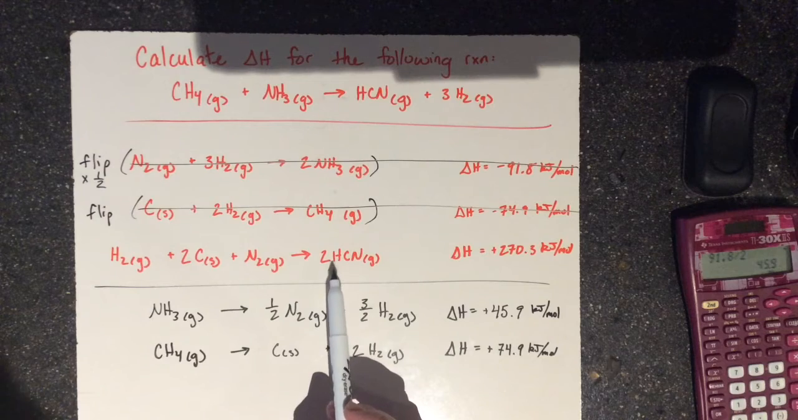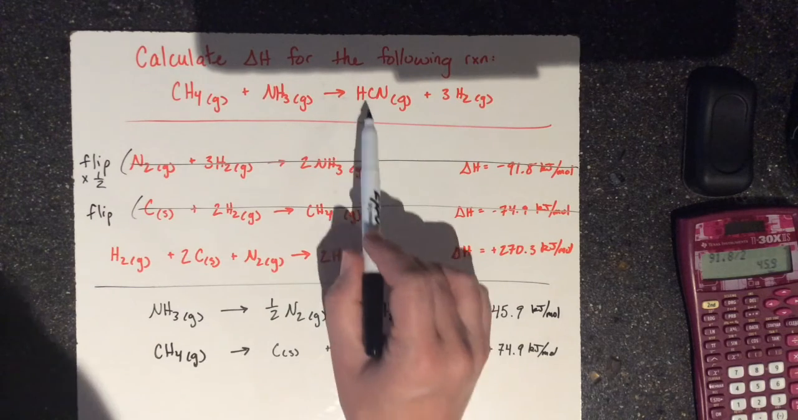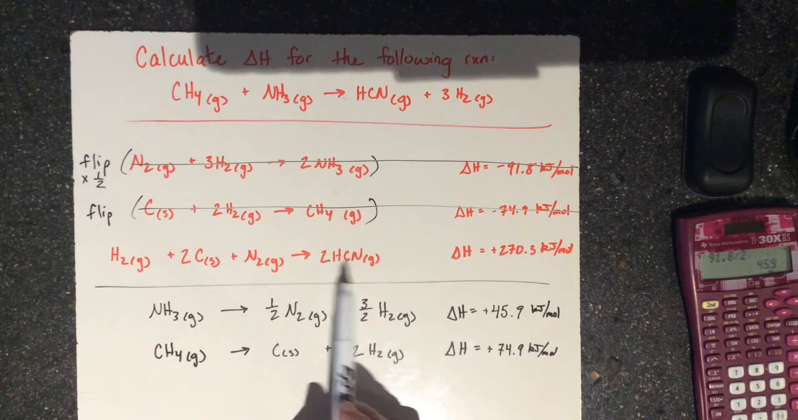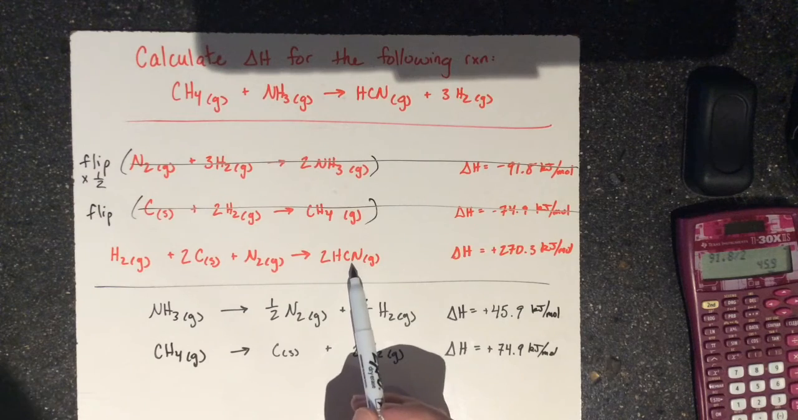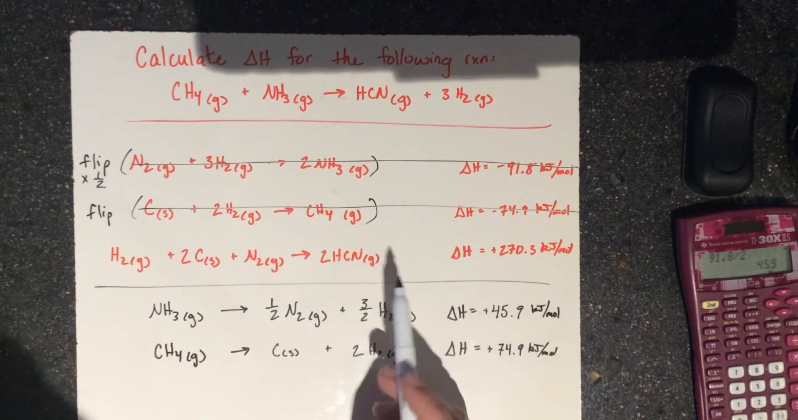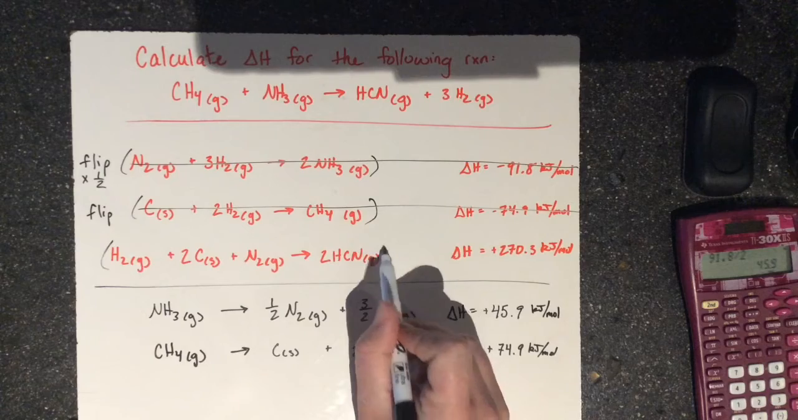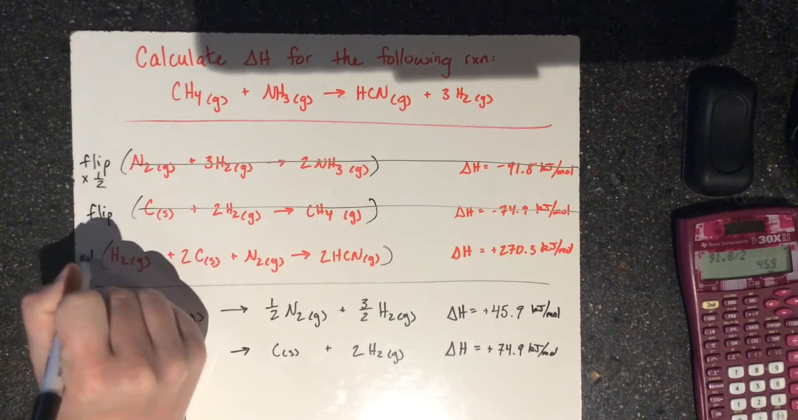The HCN, I see I have 2 moles of it, but I only need 1, but it's on the right side of the reaction arrow. So that means in order to get just 1 mole of HCN, I need to divide everything in here by 2. So, or in essence, I'm going to multiply by 1/2.